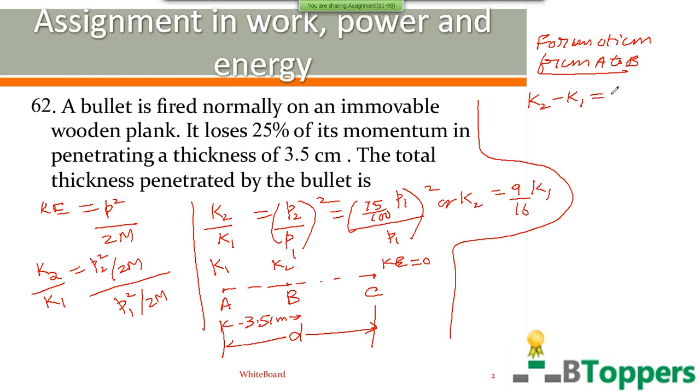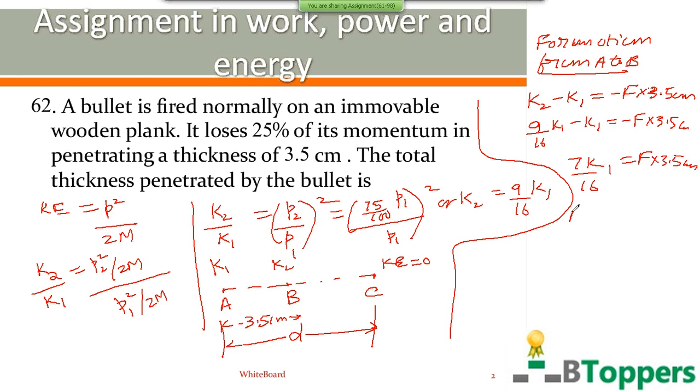Retarding force acts opposite to displacement. Therefore, work done by retarding force is negative. That is minus F into 3.5 centimeters. So here K2 is 9 by 16 times K1. So you get minus 7 by 16 times K1 equal to minus F into 3.5 centimeters.